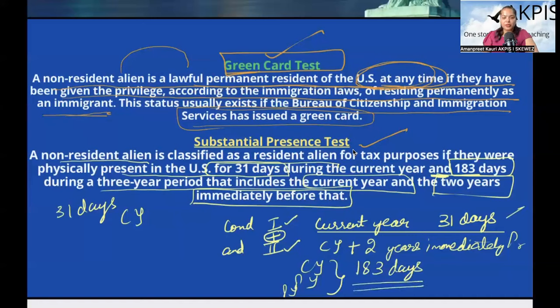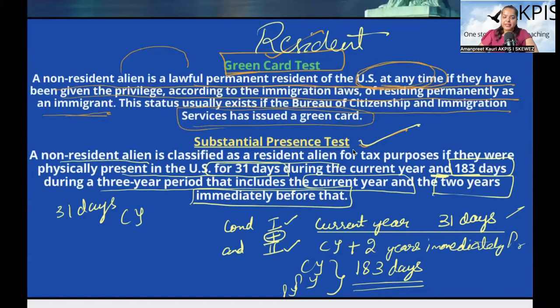So in that very particular situation, you will be referred to as a resident alien because you have satisfied the substantial presence test. That means if you satisfy either the green card test or the substantial presence test, you will be referred to as a resident alien. And if you're a resident of the US, you are supposed to pay tax on your entire worldwide income, whether it is earned in the United States of America or even outside the US. So that is the point to be noted.